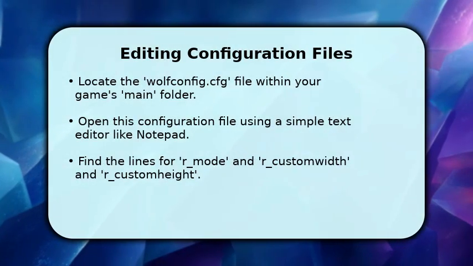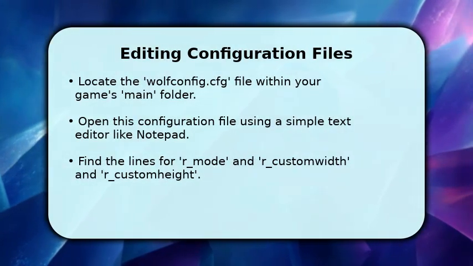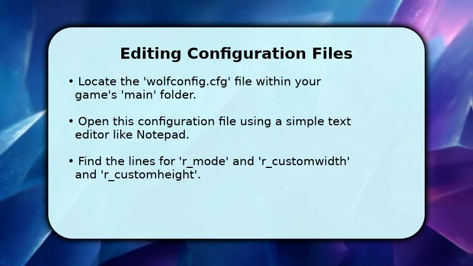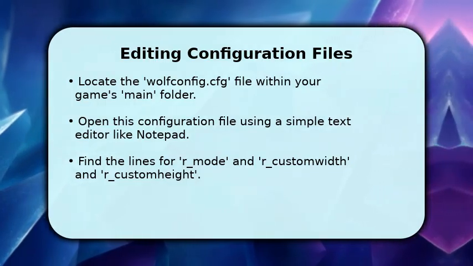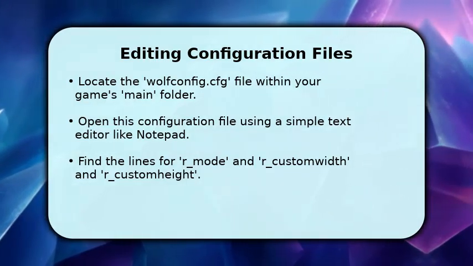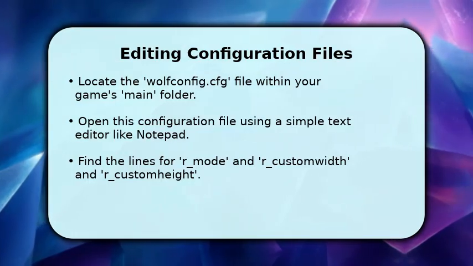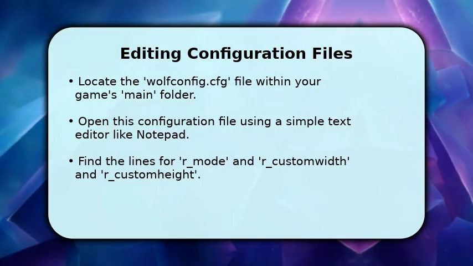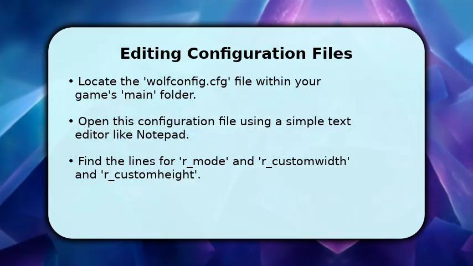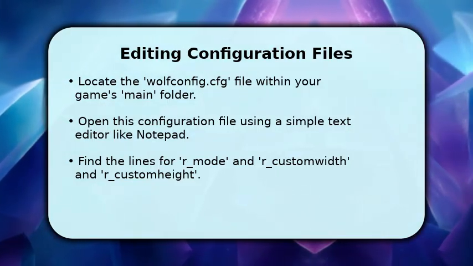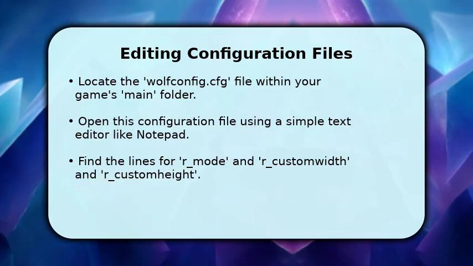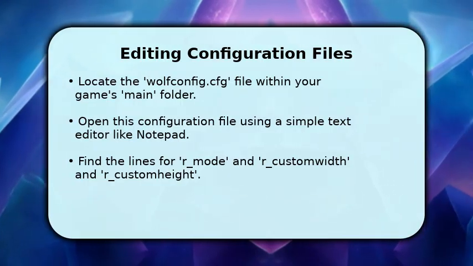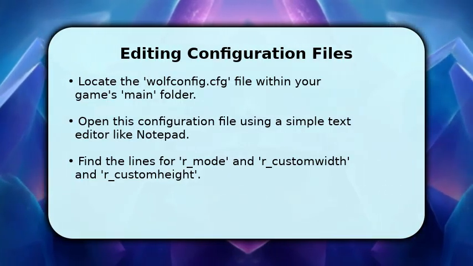Next, we will adjust the game's configuration file. Navigate to your game's main folder and find wolfconfig.cfg. Open this file with a basic text editor. You will need to locate specific lines: r_mode, r_customwidth, and r_customheight. Change r_mode to -1. Then, set r_customwidth to 1920 and r_customheight to 1080. Save the file after making these crucial changes.